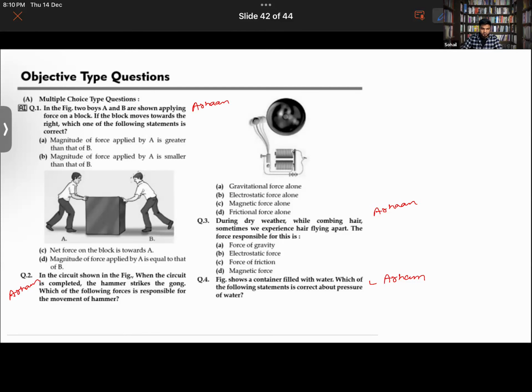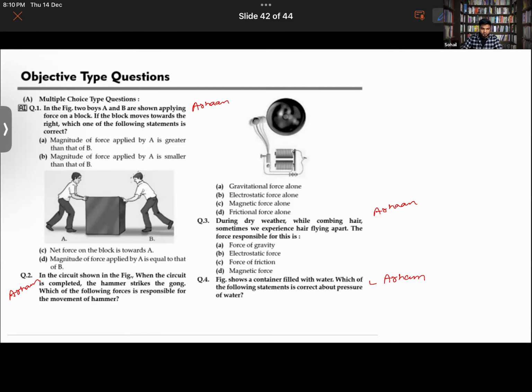Sir, there is no charged or uncharged body. Okay, and what is the logic for another option you guys are saying? Look here, how does an electric alarm bell work?